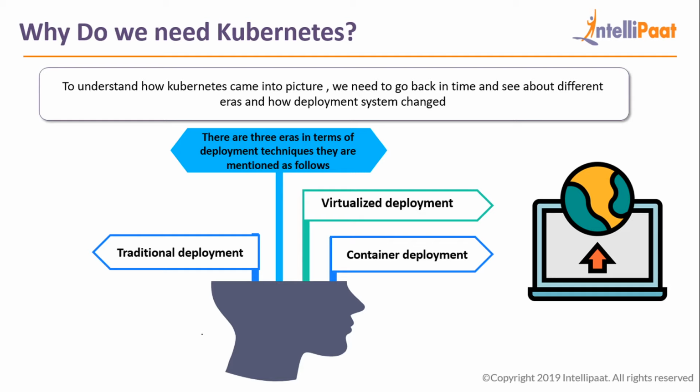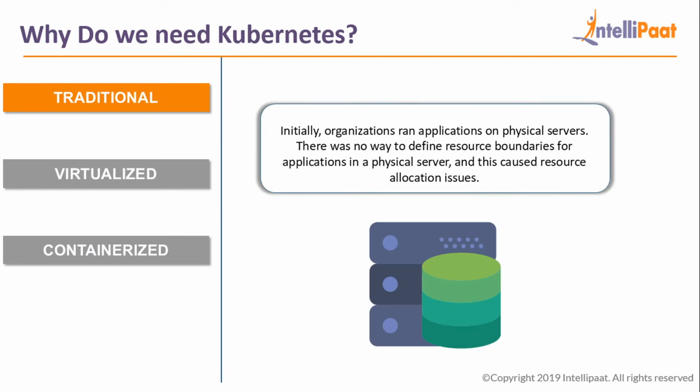So let's talk about all of these. First that came about was traditional deployment. Initially all the organizations were using physical servers, and all their infrastructure was on physical servers, and there was no way to define boundaries between resources for one application from the other, or one requirement from the other. So first of all, it was very costly to have a physical server running one application. Second, resource allocation was a huge issue. So people thought maybe we can do something better.